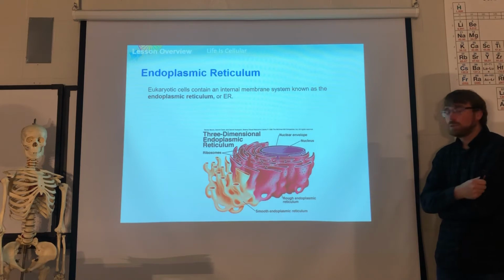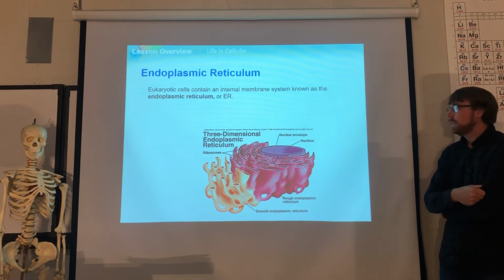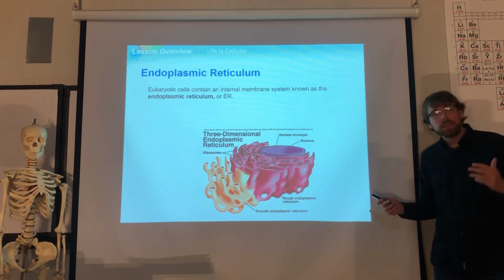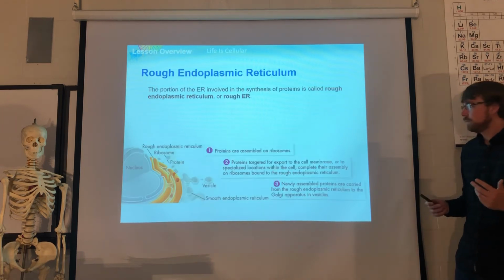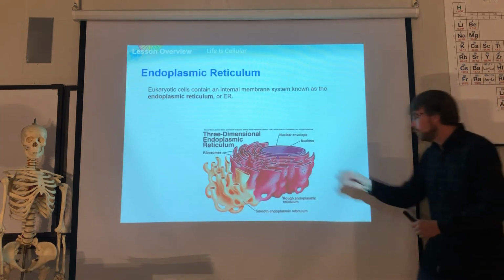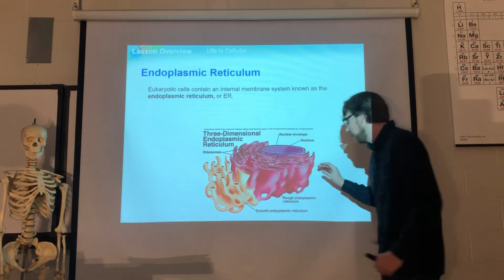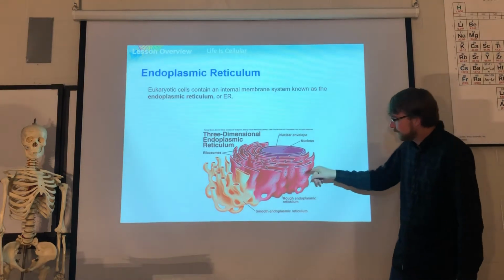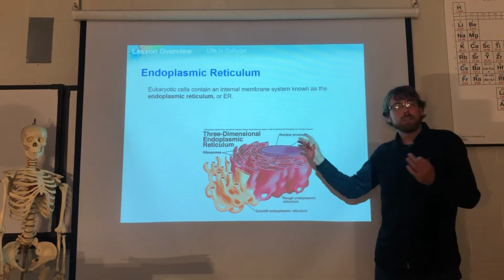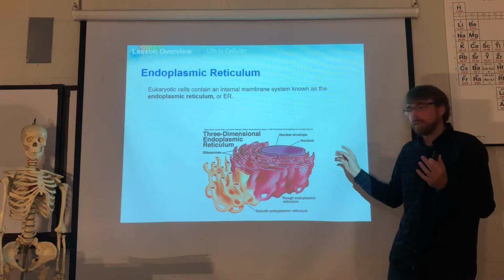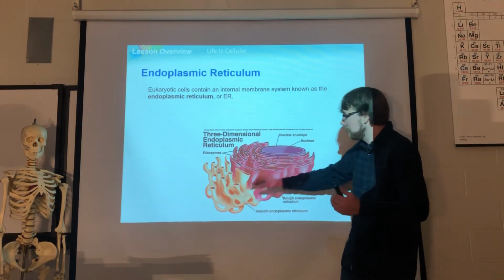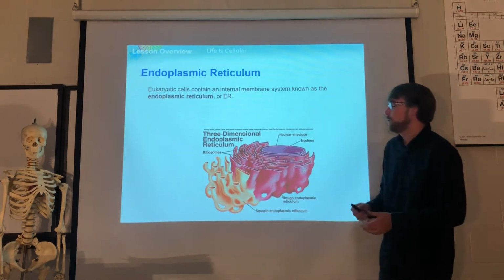Now we're going to get to the endoplasmic reticulum. Eukaryotes contain an internal membrane system known as the endoplasmic reticulum, or the ER for short. There are two types of endoplasmic reticulum. There is the rough endoplasmic reticulum, which is so named because it has all these little bumps on it. Those bumps are ribosomes that we would see under an electron microscope. Then there's the smooth ER, which is so named because it doesn't have the bumps, it doesn't have any ribosomes on the smooth portion.